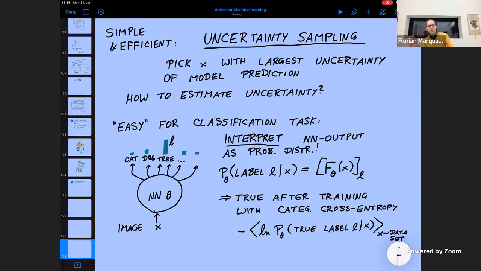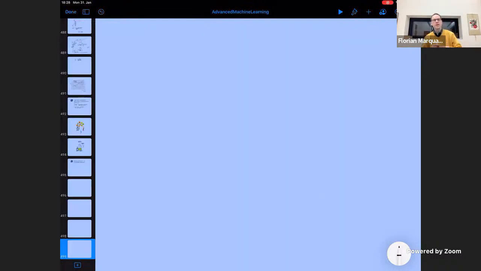Because if you have a probability distribution and one of the probabilities is one and the others are zero, obviously there is no uncertainty. It's perfectly certain. On the other hand, if you have two of the entries, each of which is half the probability, well, then you're maximally uncertain between these two options. So now it becomes easy to implement this idea of picking the sample with the biggest uncertainty. So you could pick the image X with somehow the biggest uncertainty. Again, now you have to be more specific. What does it mean?